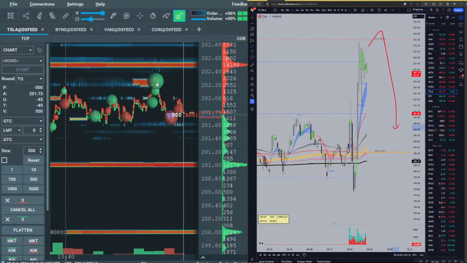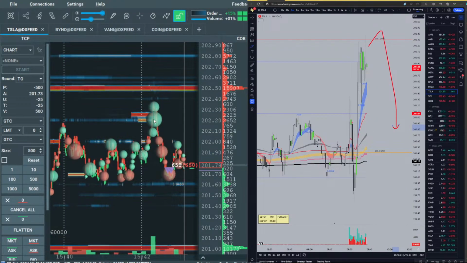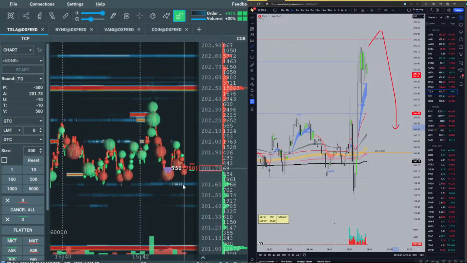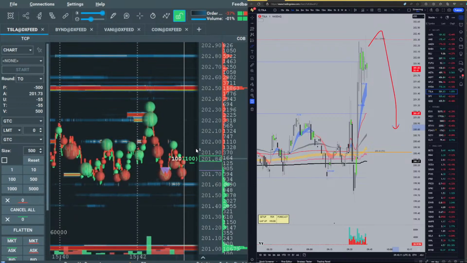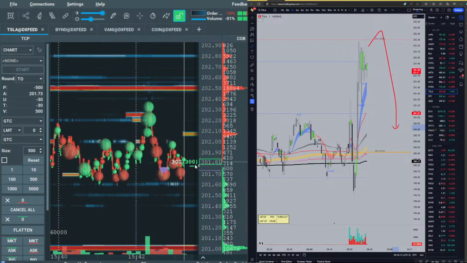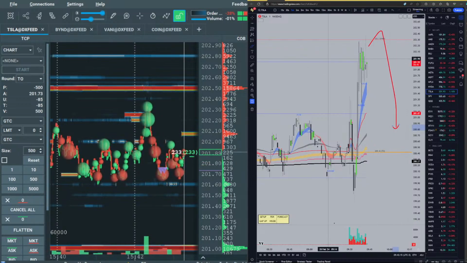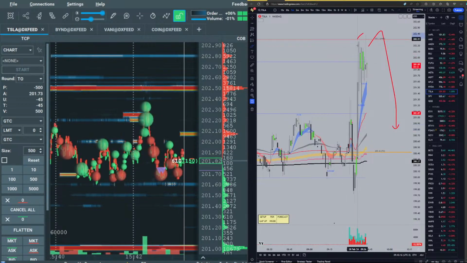We need to see over here how this will react. You can see the pop, the fail. Now I wanna see a breakdown, the support 201 and 60. If we don't break, it's gonna push back up. But right now we have a fake breakout over here on Tesla.